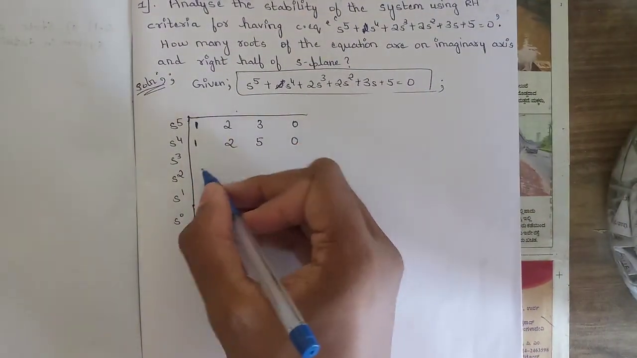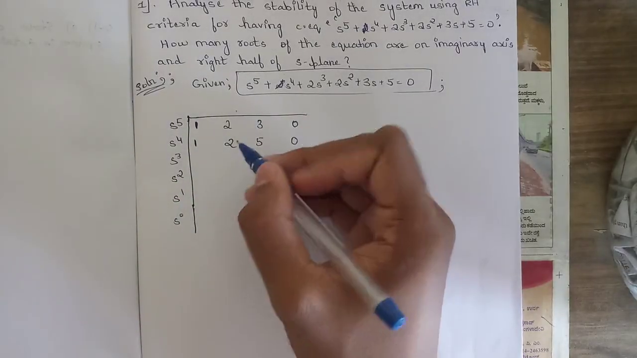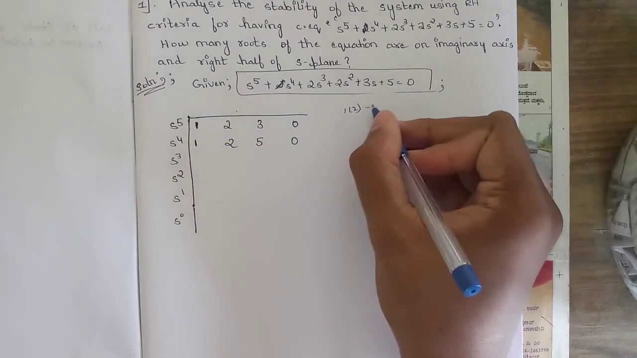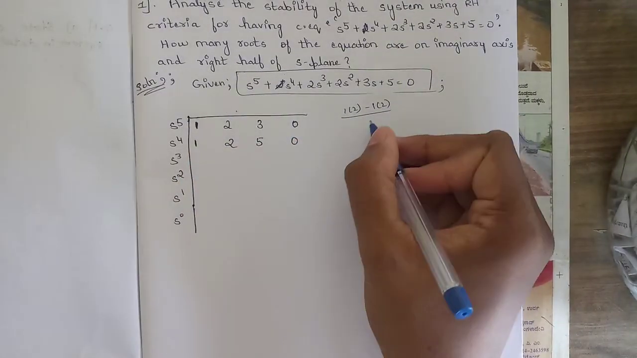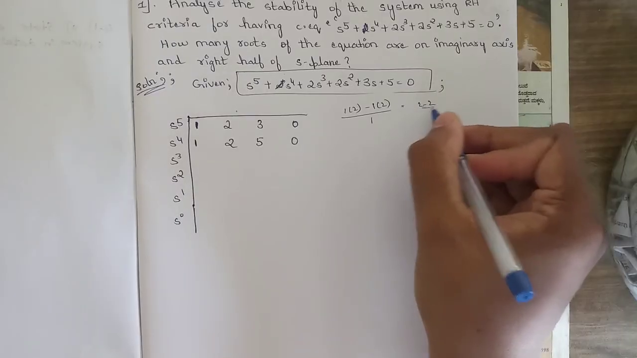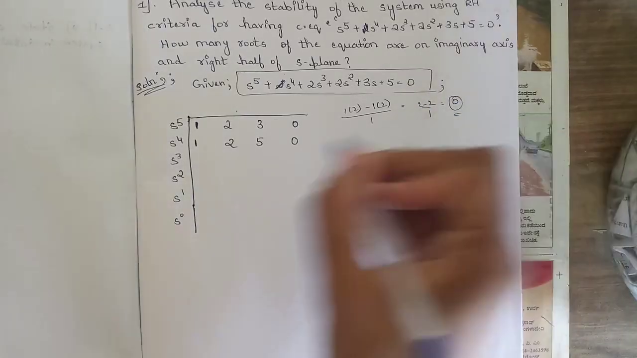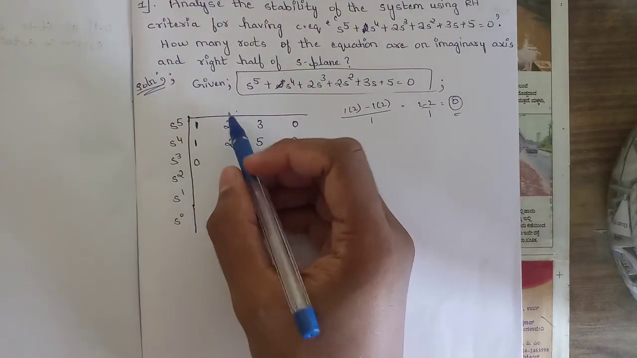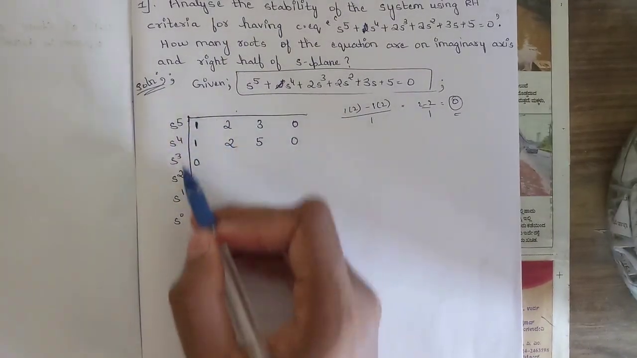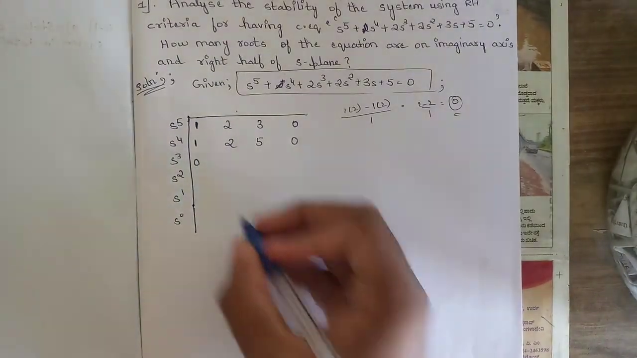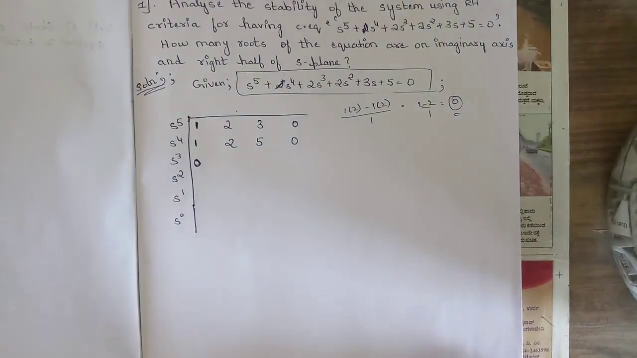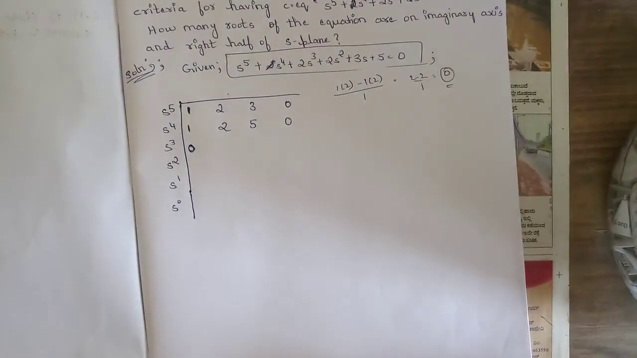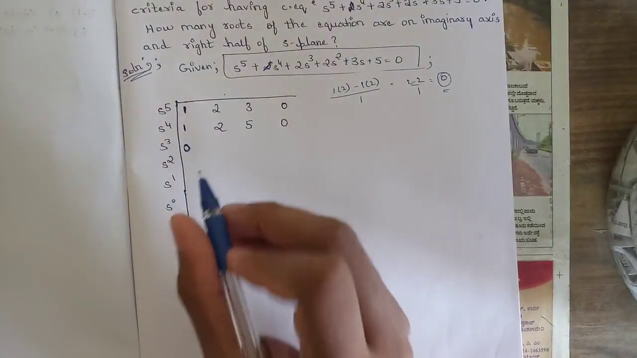Now in order to find the third row elements, use the previous two rows. So first, 1 into 2 minus 1 into 2 divided by 1, so that is equal to 2 minus 2 by 1. So 2 minus 2 is 0, so here we are getting 0, right? If you observe, in the first column we have got one element as 0, right? So we need to use one method, that is the epsilon method, or the method of replacing s by 1 by z. Here I'm going to use the epsilon method.